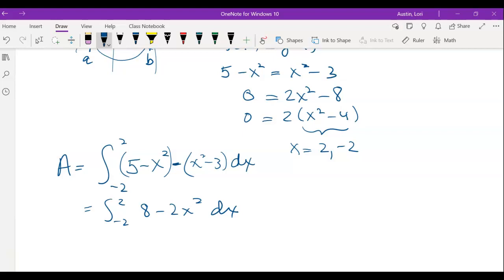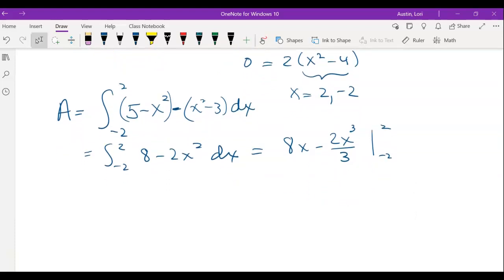No, yeah. So what do we have? We have 8x minus 2x cubed over 3 from negative 2 to 2. And you just got to plug in everything. It's just do the math.